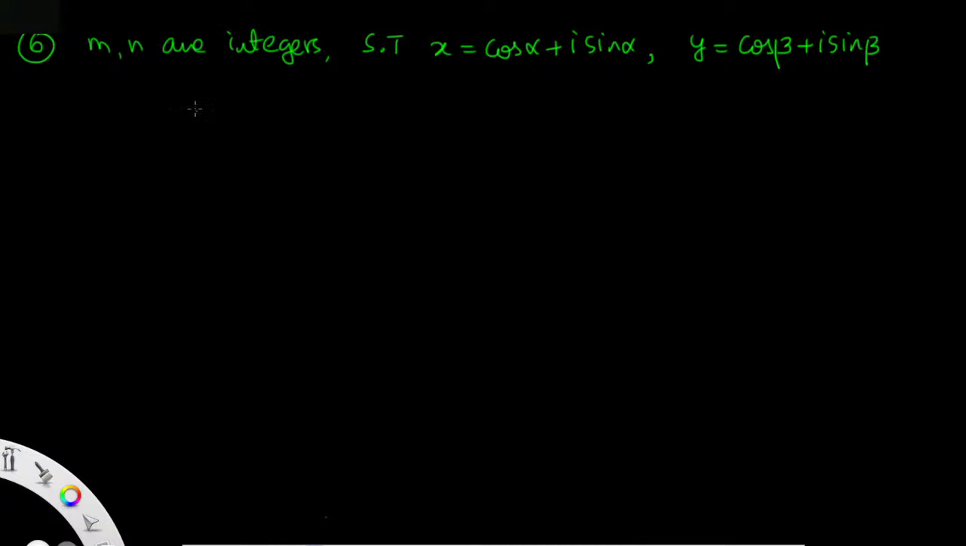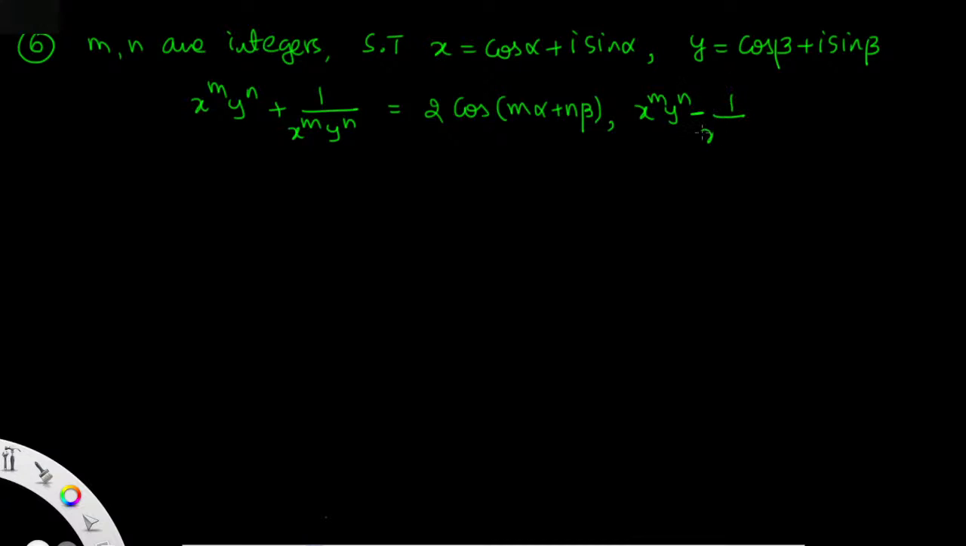Then we have to prove that x^m y^n + 1/(x^m y^n) = 2 cos(mα + nβ). In the similar way, x^m y^n − 1/(x^m y^n) = 2i sin(mα + nβ). We have to prove that. That's all.